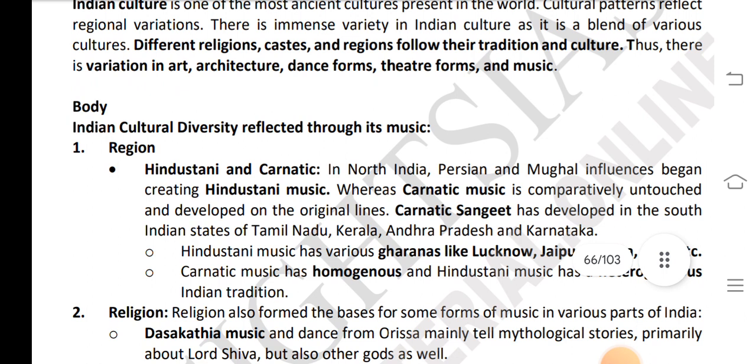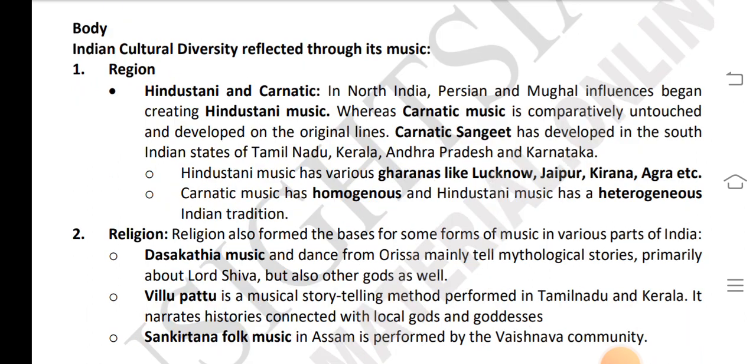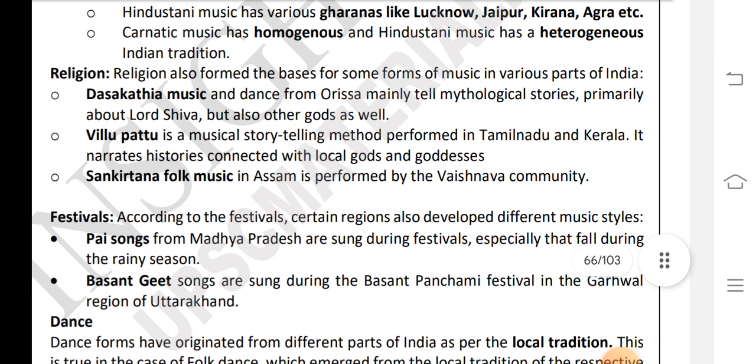Different religions and castes follow their own traditions and culture, and thus there is variation in art, architecture, dance forms, theatre forms and music. Indian cultural diversity is reflected through its music regions. Hindustani and Carnatic. In North India, Persian and Mughal influences began creating Hindustani music, whereas Carnatic music is comparatively untouched and developed along the original lines.